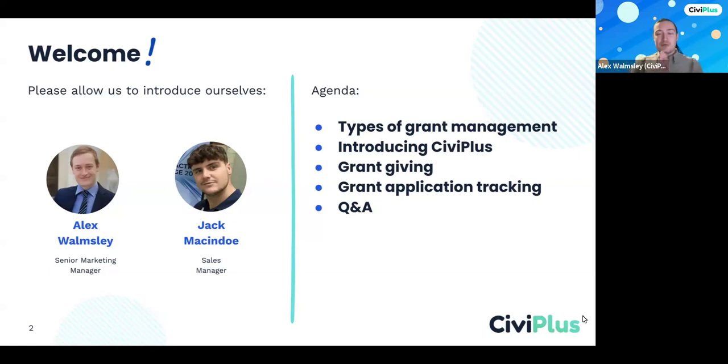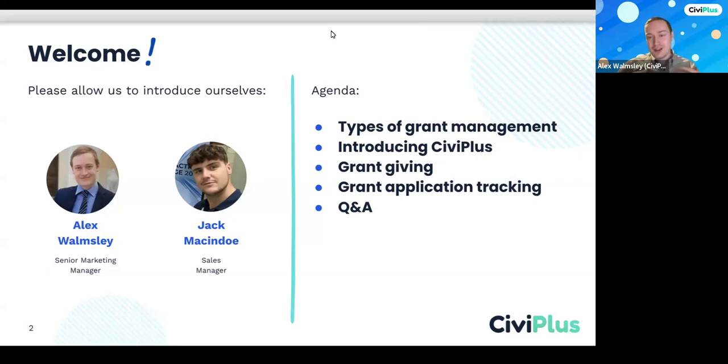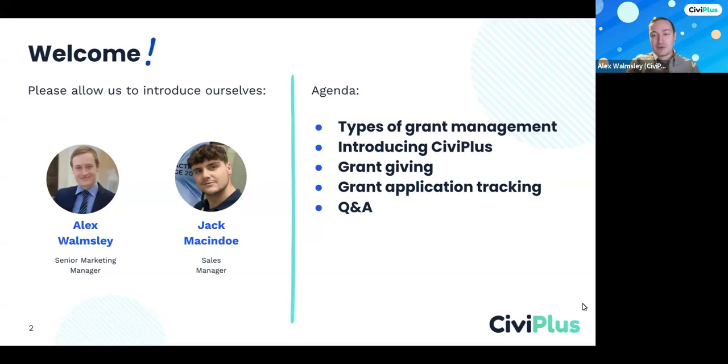So very important, and we'll be going through this throughout the webinar. If you look at the agenda, we've got two different types of grant management that we're talking about today. Grant giving, as you can see, has a section itself. So this is when you are an organization that is giving out grants to others. And then we've got grant application tracking, which is when you yourselves are applying for funding from another organization. So we'll get into this again throughout the webinar, but we want to look at the kind of things that you can do to make it easier to manage.